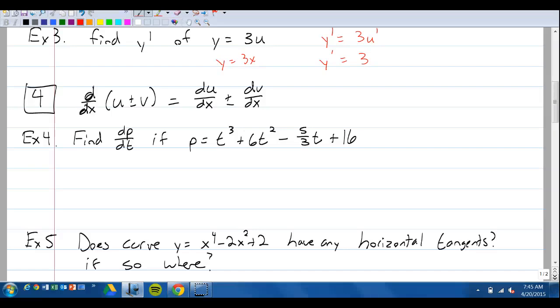So find the derivative of p with respect to t of t cubed plus 6t squared minus 5/3 t plus 16. Well, p prime is going to be, you multiply the 3 down, you get 3t, this goes 1 less, so 2. And then, so we took the derivative of the first piece, plus we can take the derivative of the second piece. We get 12t minus, if you take the derivative of this, it is just 5/3. Again, it's not times t prime because we're taking with respect to t, so it's just 5/3. And then the derivative of just a constant, 16, is 0. So that is our answer.